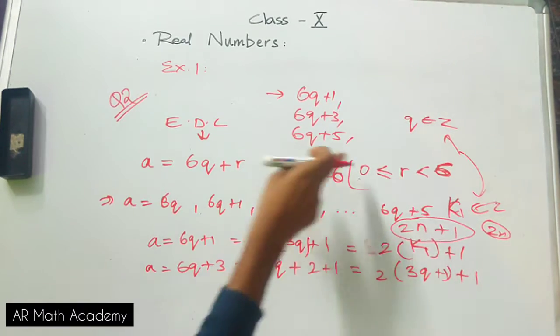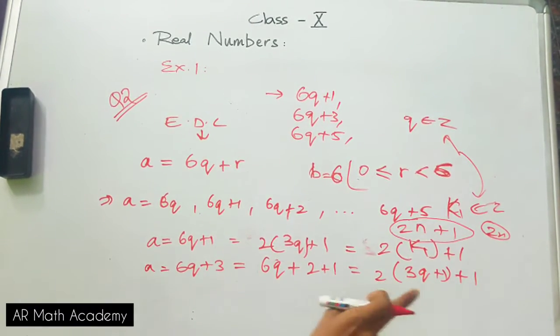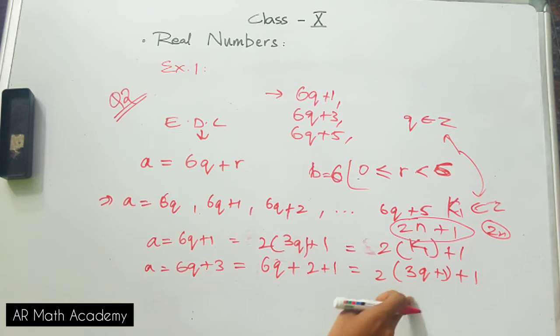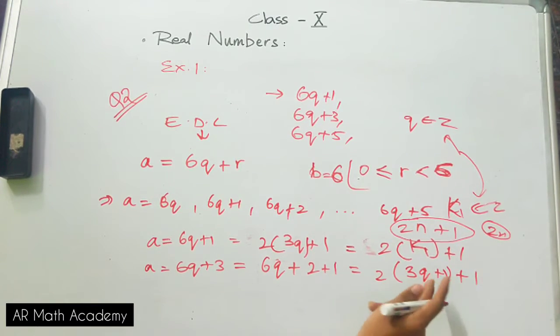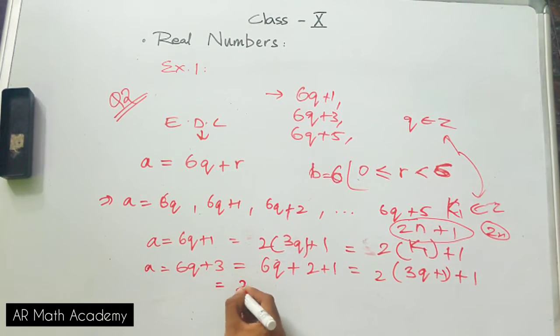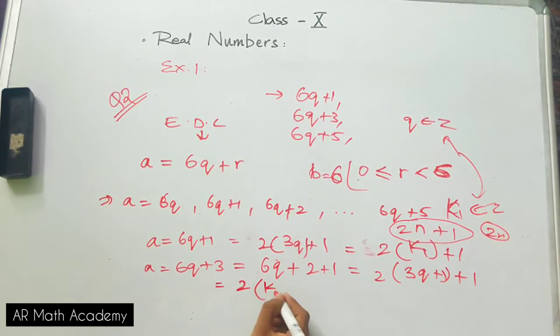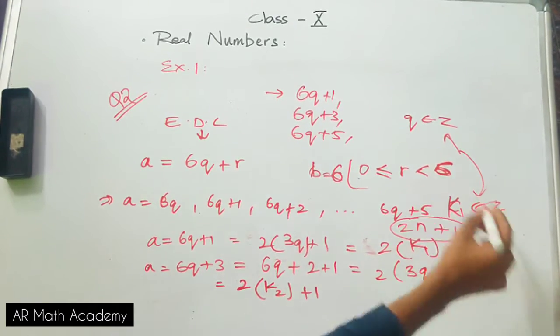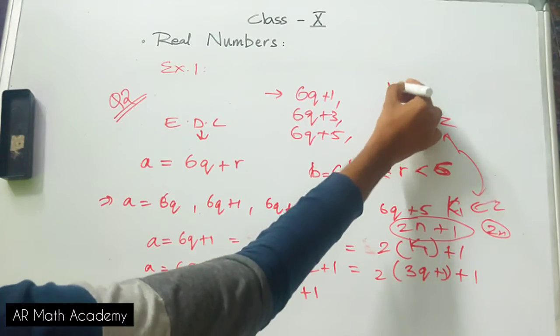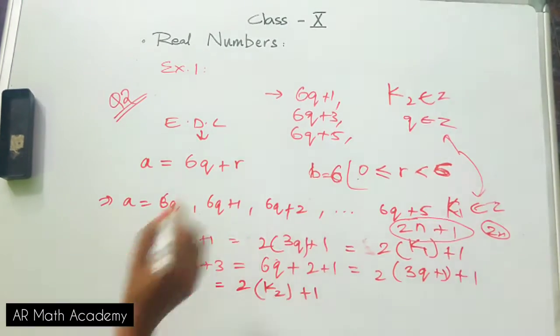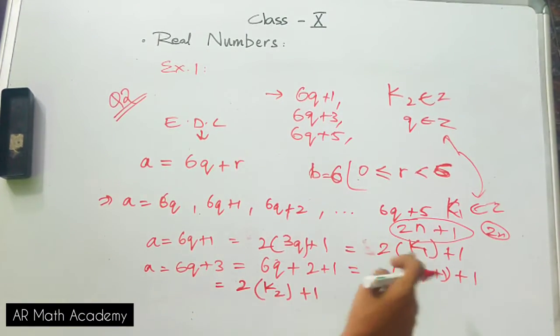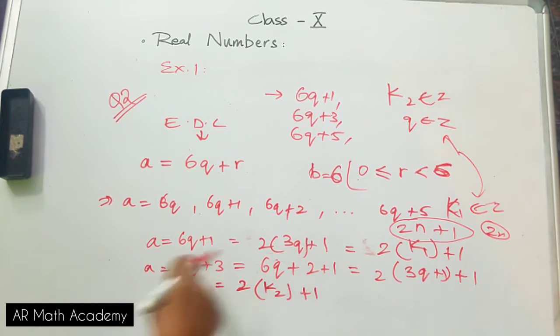So this 3q, suppose q is an integer, right? So 3 times q must also be an integer, and 3 times q plus 1 should also be an integer. So I am substituting another constant, k2, for it, where k2 also belongs to the integer class, Z. So this is also in the form of 2n plus 1.